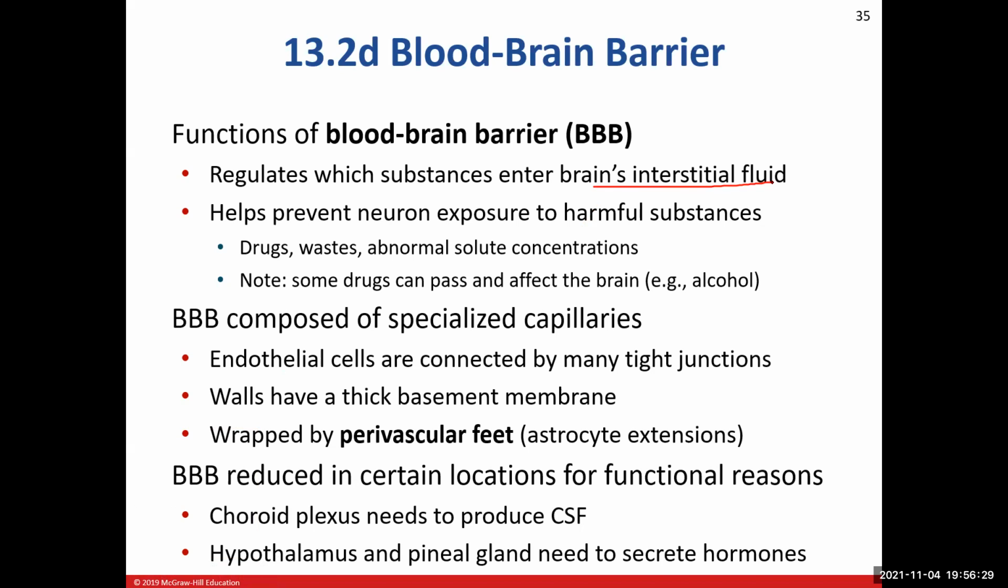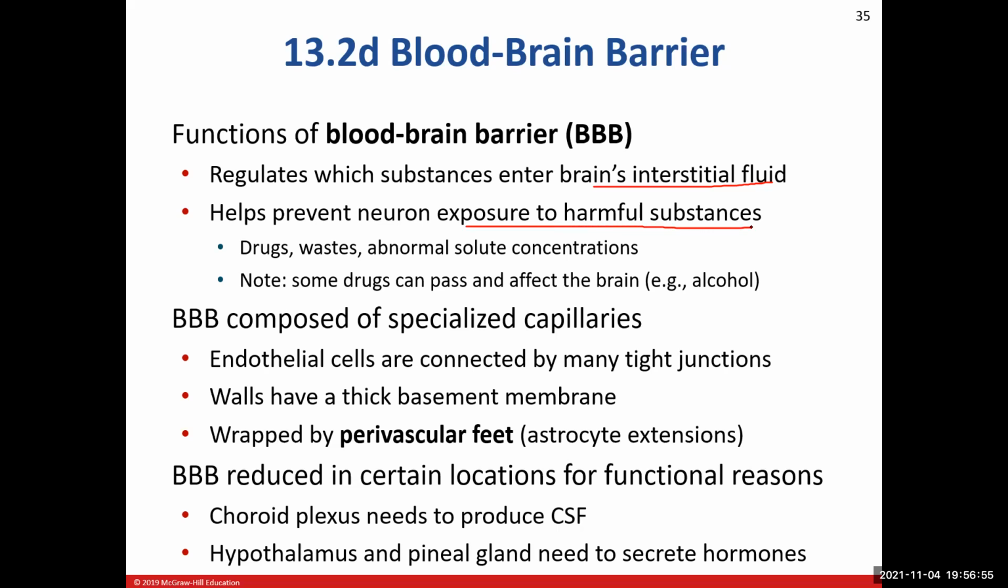So the main function of the blood-brain barrier is to limit and decrease any harmful exposure to anything that could come in contact with the brain. That includes drugs, alcohol, and accumulation of waste products that might be circulating through your blood. For whatever reason, we don't want that to infiltrate into our nervous tissue here.